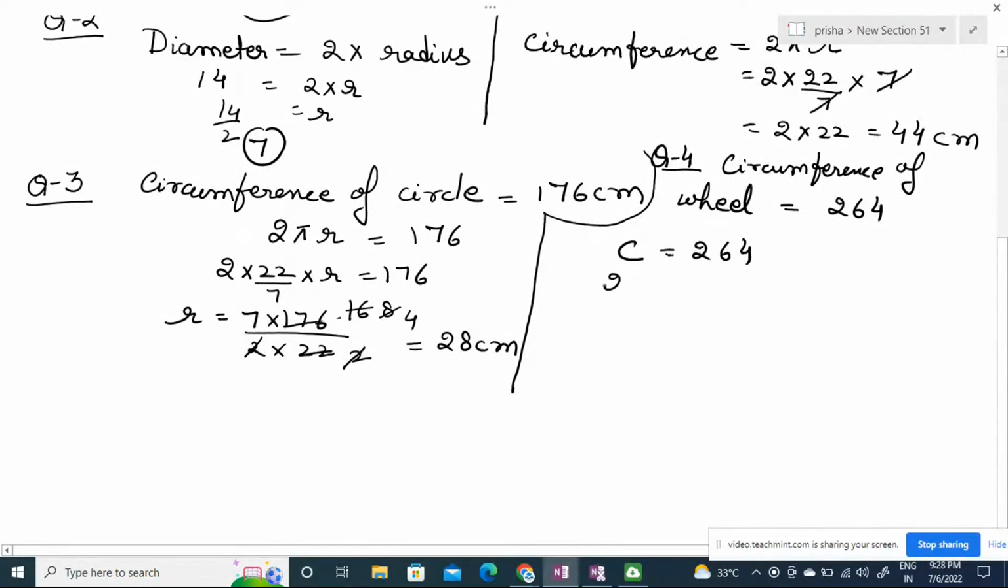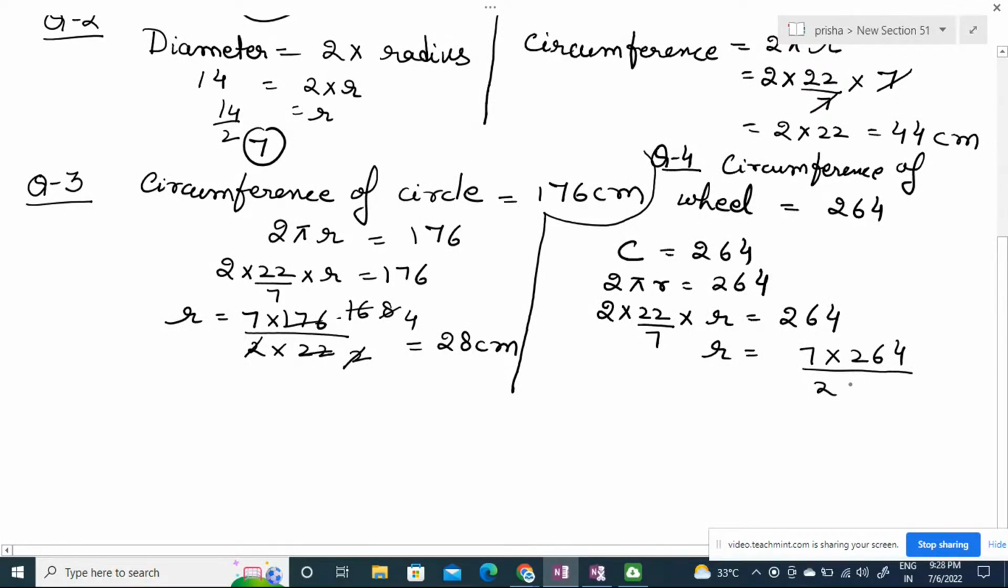Now 2 pi r is equal to 264. Now we substitute the different values: 2 into 22 by 7 into r is equal to 264. Now the value of r becomes 7 into 264 over 2 into 22. Now again it can be cut with the 11. 11 2 the 22, 11 4 the 44, 11 2 the 22. 24 by 2 becomes 12. 6 7s are 42.